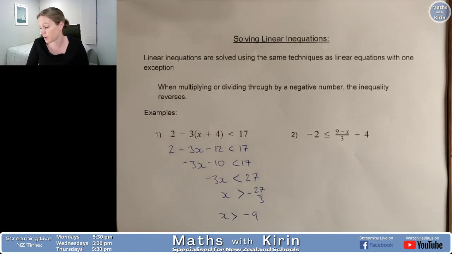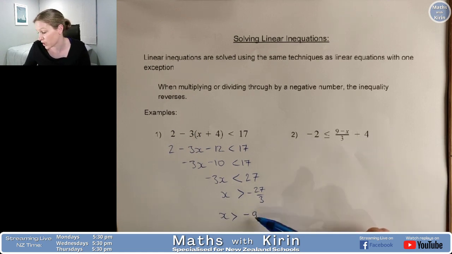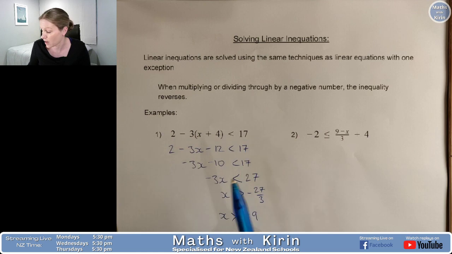Okay, so x has to be bigger than negative 9 in order for that to work. And if you want to check, substitute in negative 9, substitute in negative 8, and make sure that that's going to work.